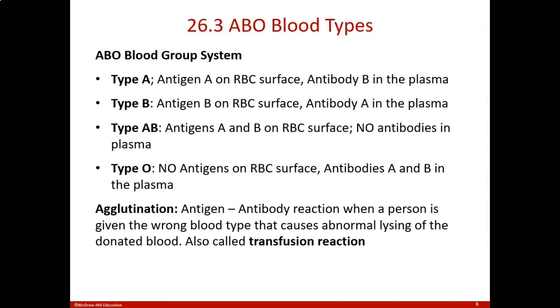And the process where that reaction occurs, if you give someone the wrong blood type, you get a situation that's called an antigen-antibody reaction, okay? And that term is called agglutination. And that agglutination is an abnormal lysing of the blood that's given or the donated blood that is incorrect. This is also called a transfusion reaction. So the importance of determining blood type before giving someone blood is very important.